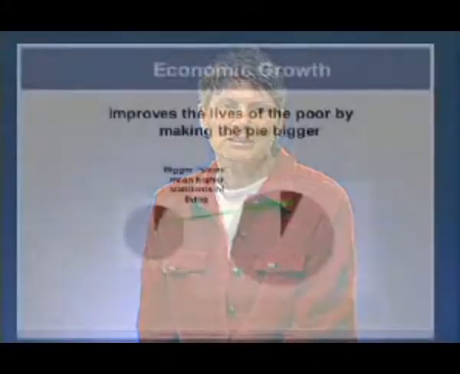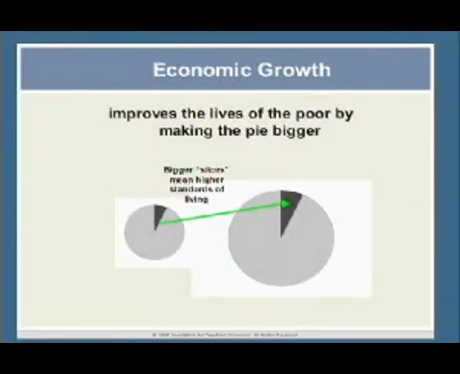Another way to think of this is to use the slice of the pie analogy. And this leads us to economic growth. The key to reducing poverty is not to find a different way to cut a small pie, that is, to redistribute wealth. Instead, the key is to make a bigger pie. When students grasp this reality, they're ready to consider how best to grow the pie.